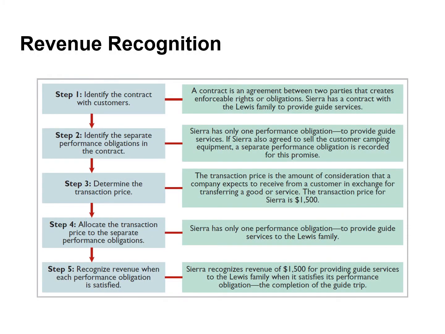Revenue recognition results from a 5-step process. This process can be best illustrated with an example. Let's assume that Sierra Corporation signs a contract with a customer to provide guided services for $1,500. This image shows the 5 steps that Sierra follows to recognize revenue. Step 5 is when Sierra recognizes revenue related to providing the guided services, because at this point, Sierra completes the trip and satisfies its performance obligation by performing the service.